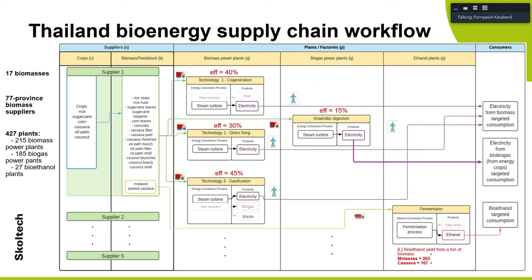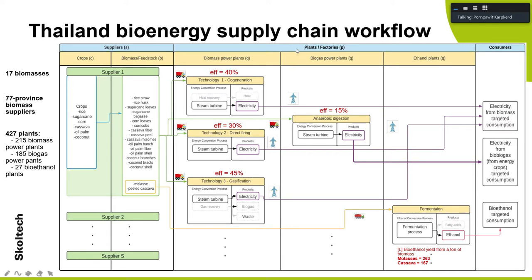So first, let's see what the Thailand bioenergy supply chain workflow in my thesis is. There are four players in the supply chain. The first one is the biomass suppliers who supply different types and different amounts of biomass. Here I consider 77 province biomass suppliers, and in Thailand we have 77 provinces. That means I consider all provinces in Thailand, and I consider 17 types of biomass. And the second player is the transporter who transports the biomass from biomass suppliers to power plants.